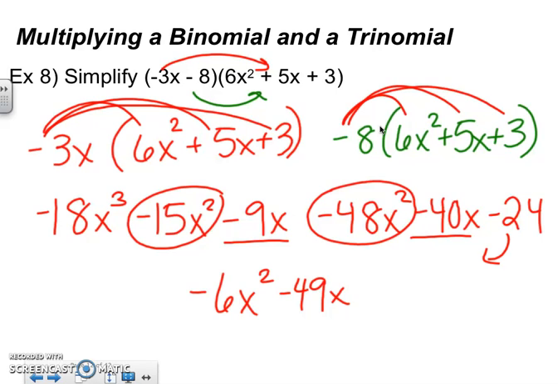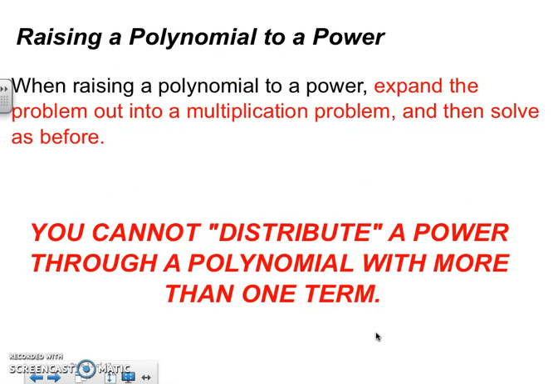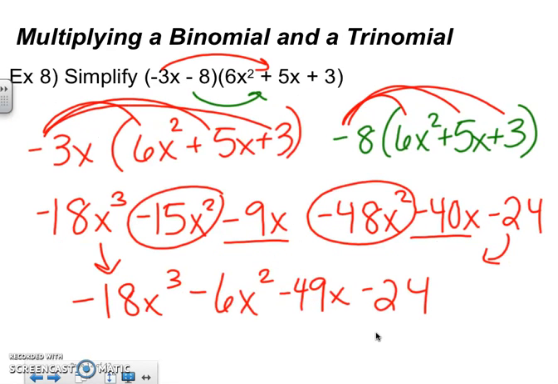And then, like always, I'm going to bring down my last term, and I'm going to bring down my first term. Okay? So, if you have a binomial and a trinomial, we're going to have 4 terms instead of the original 3 that we had when we multiplied 2 binomials. Okay? We're going to come back to that later.